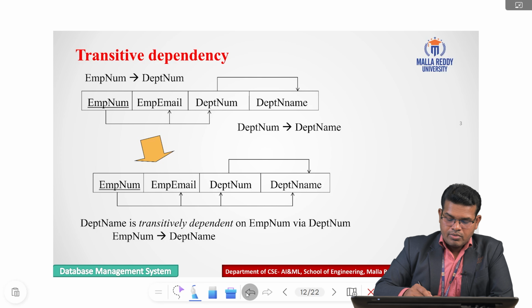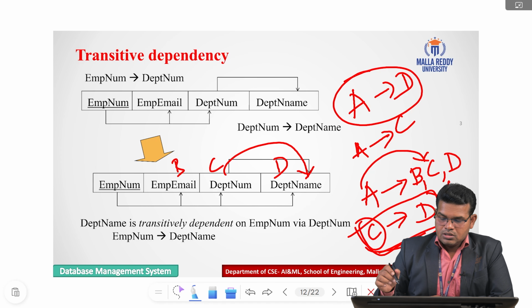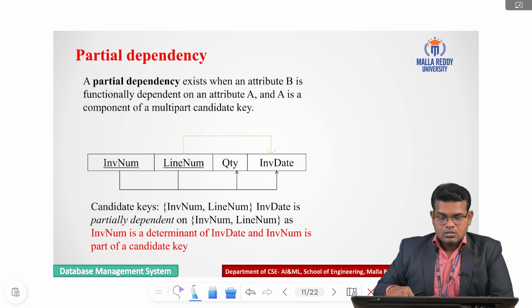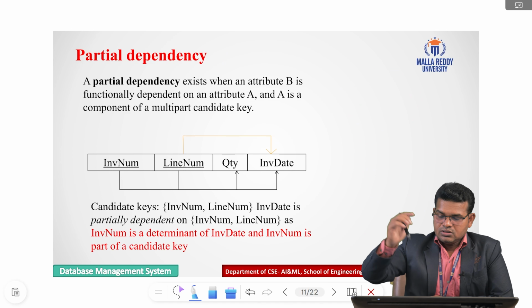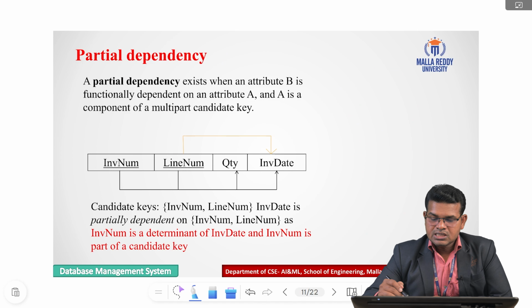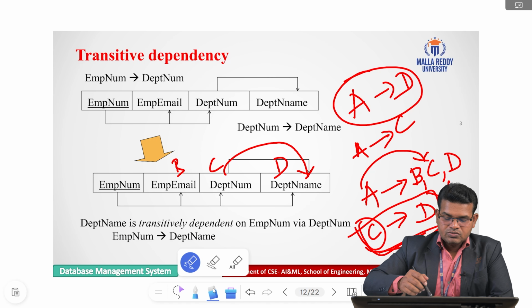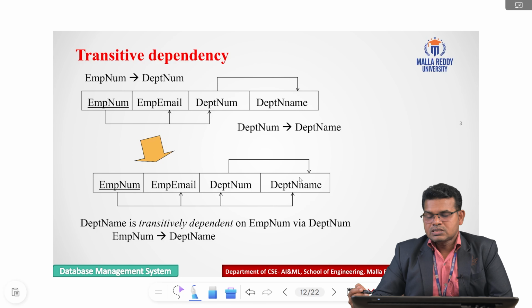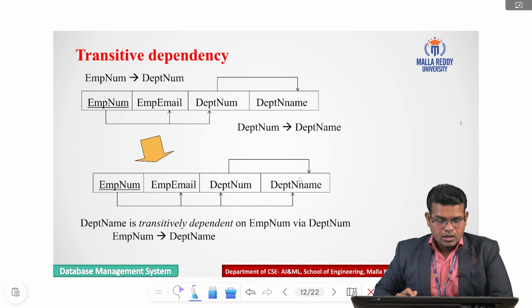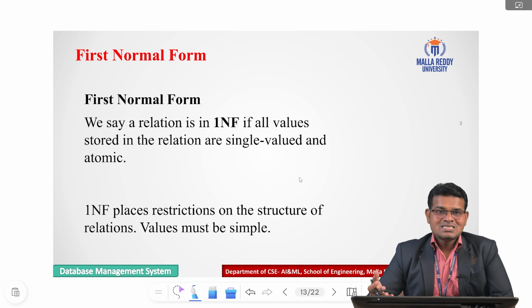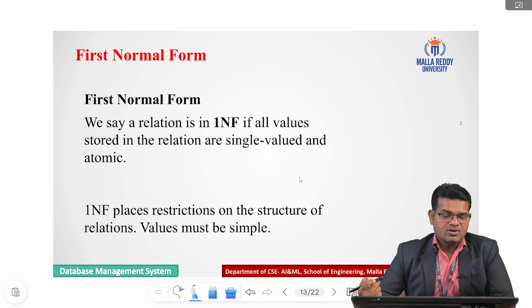Now, going back, if we remove partial dependency, then the table is going to be converted into one form. If we remove transitive dependency, it is going to transform into another normal form. So, we are going to see how these dependencies are related to normal forms. First, let us see first normal form.